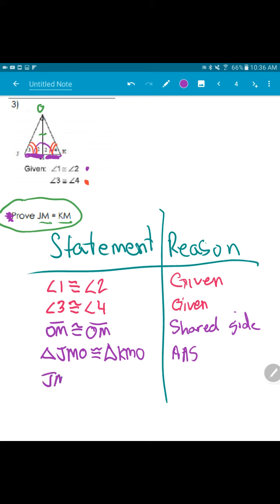So let's make a statement about it. JM is congruent to KM, and they are corresponding parts of congruent triangles that are congruent.